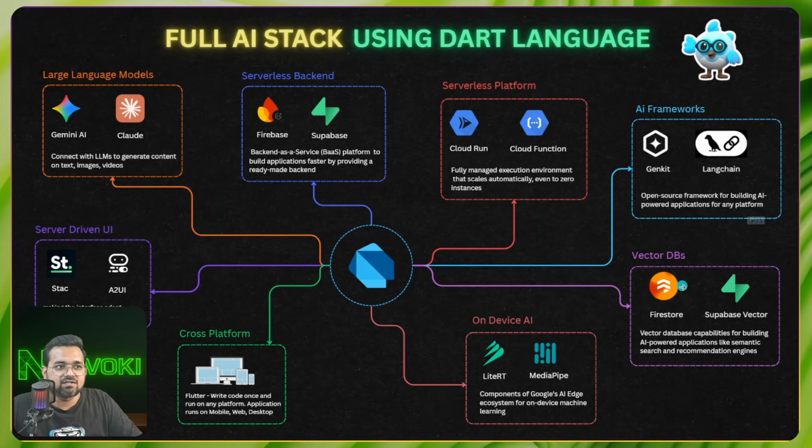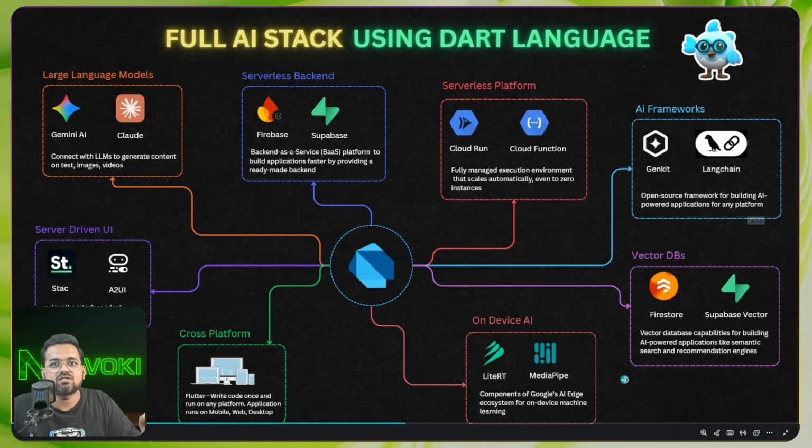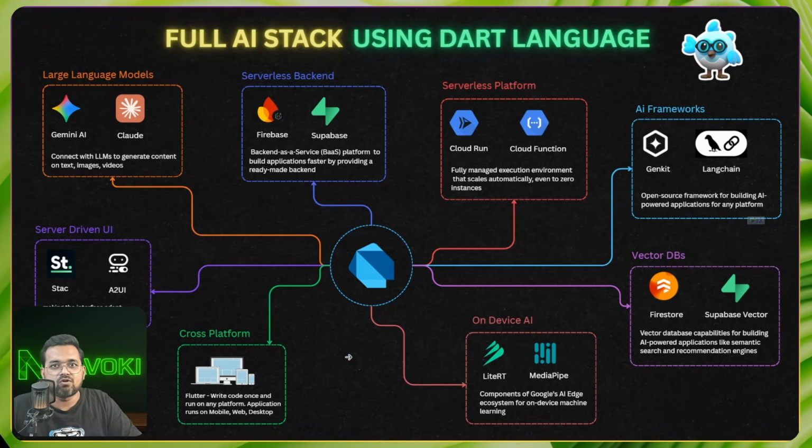Then there are vector DBs. Firestore and Supabase have vector support. That means you can write your code to generate embeddings, store them, and perform retrieval using these embedding DBs. Then we have on-device AI. That means you can run small language models on mobile offline using the Dart language. The libraries are available on pub.dev.